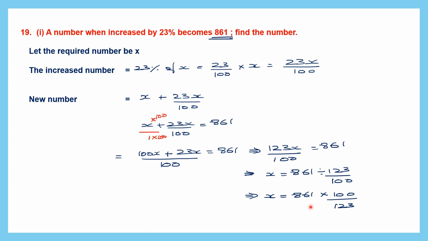Now we have to cancel and reduce here. So you have to look out accordingly and do it. Both these are divisible by 3 and then you continue to divide. You will find that this and this get cancelled and you get only 7 and 1 here. Now when you multiply, x is equal to 7 into 100, which is 700. So the required number is 700. So this is our answer.